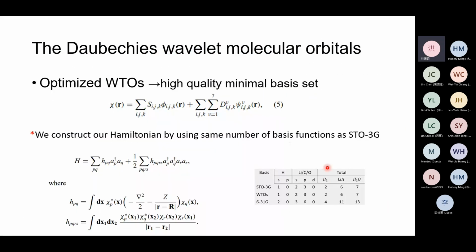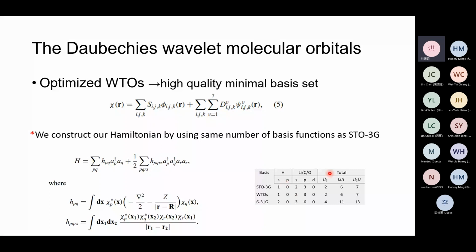With this property, the wave function can be stored in a compressed form, and the final molecular orbital basis function can be expressed as equation 5 here, where S and D are the expansion coefficients. Now, we construct our Hamiltonian by using the same number of basis functions as STO-3G. That is, for hydrogen, we only consider 1s. And if you turn a 1s orbital into spin orbitals, spin up and spin down, it only describes 2 qubits.